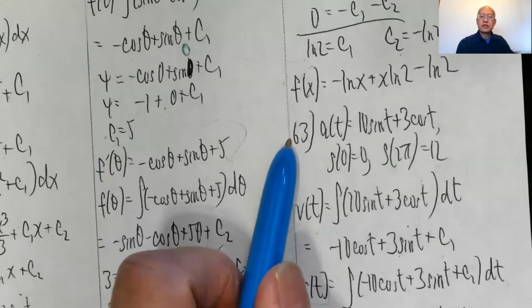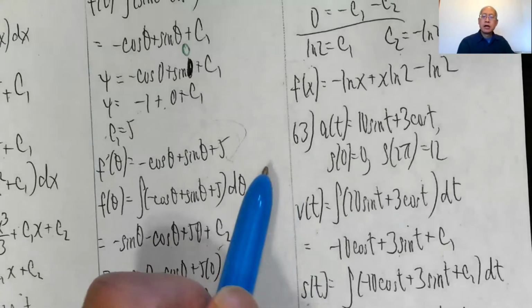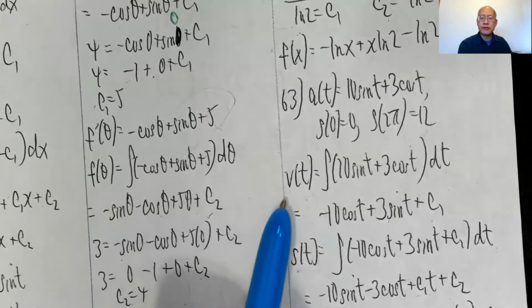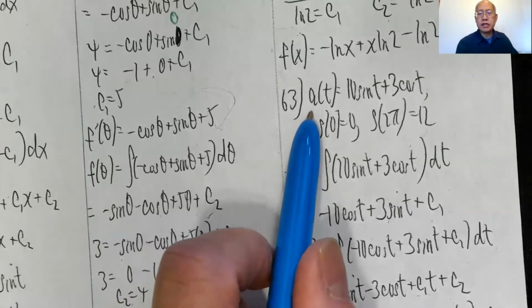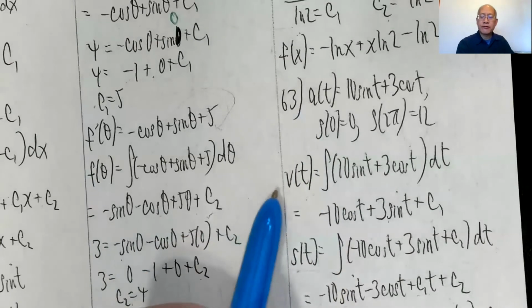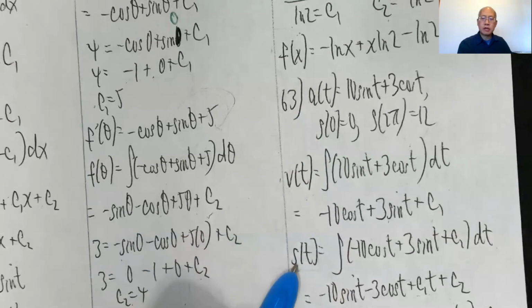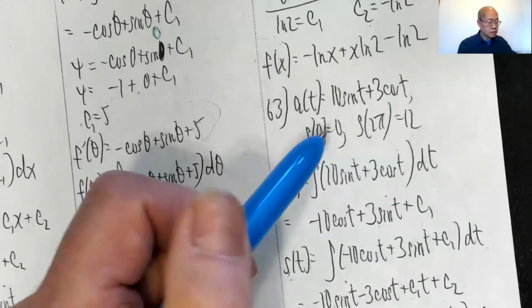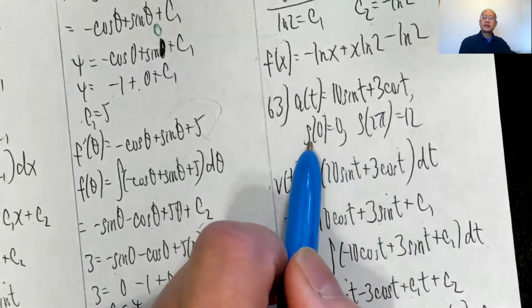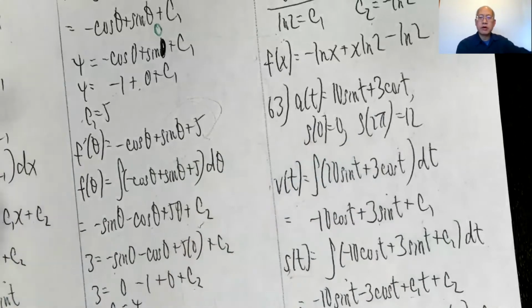Finally, for 63 and problems like that, you might recall if you have an original function involving distance, the first derivative is velocity, second derivative is acceleration. So we're going to go backwards. If they give me the acceleration, I could integrate once to get the velocity, integrate again for position. So here's 63. A of t is 10 sine t plus 3 cosine t. S of 0 is 0. S of 2 pi is 12.